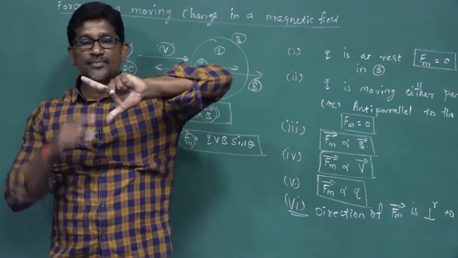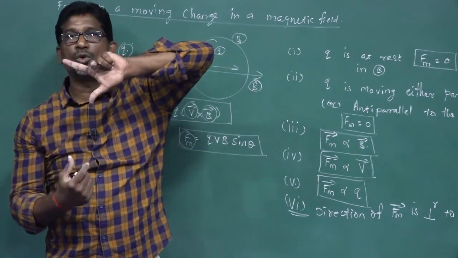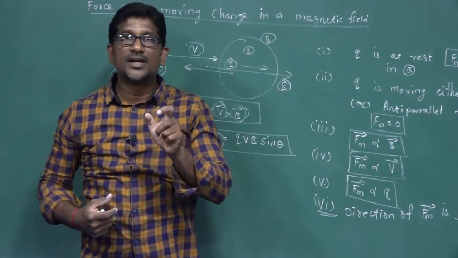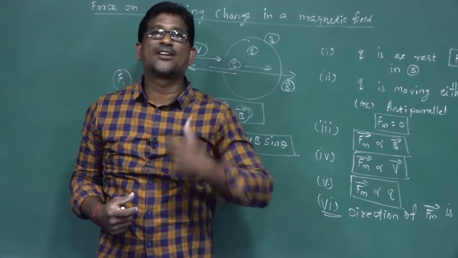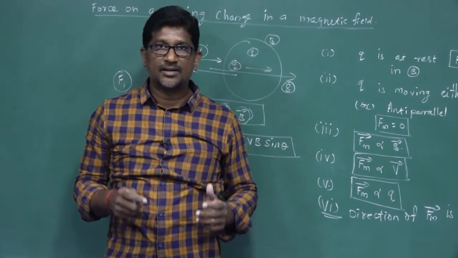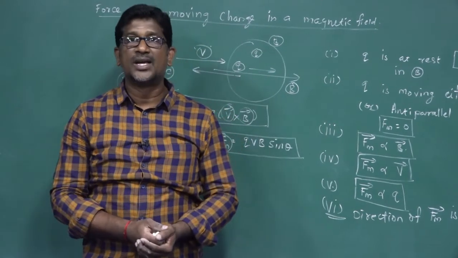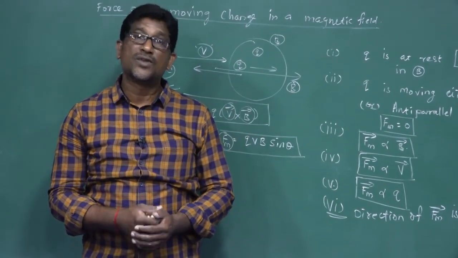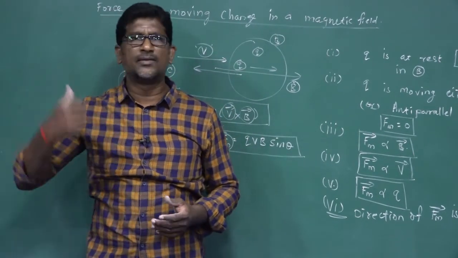So by using Fleming's left-hand rule, we can determine the direction of a magnetic force. The direction of a magnetic force can be determined by using Fleming's left-hand rule. Okay, later we will discuss that.